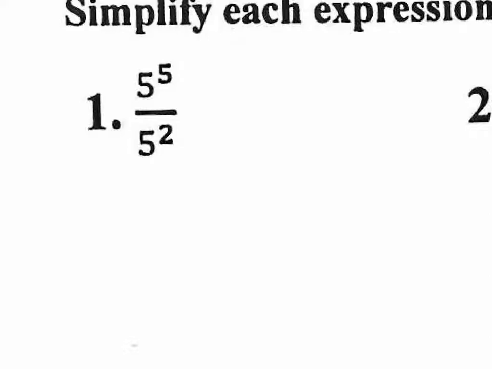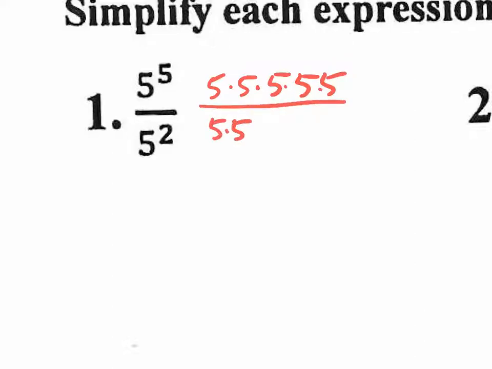So on number one, you have to realize that there's 5 5s up on top and there's 2 5s on the bottom. To really understand it, you should expand it: 1, 2, 3, 4, 5. And on the bottom you have 1, 2, right? So this 5 cancels with that 5, this one cancels with that one. What's left over? There's 3 5s up on the top, so your answer is 5 to the third.